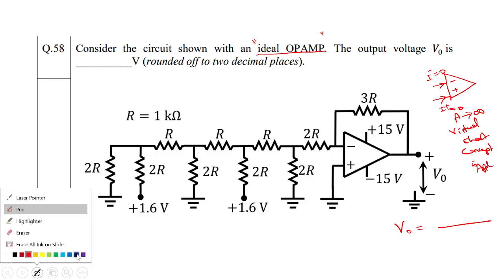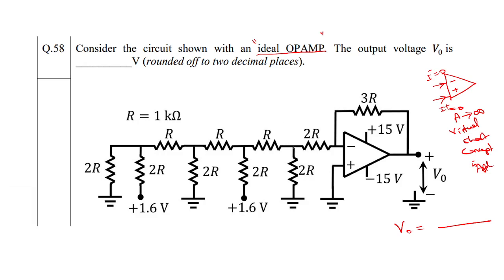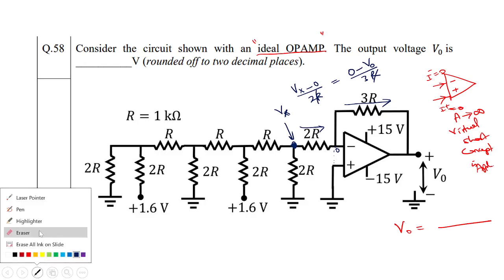Okay, I'll give a hint. Suppose you find this voltage, let's say this is some Vx. If you somehow find this voltage, then according to virtual short, this is zero, and you know this current is equal to this current, right? So (Vx minus 0) by 2R will be equal to (0 minus V naught) by 3R. That's it. Your V naught is just minus Vx by 2. Now the question is how to get that Vx.